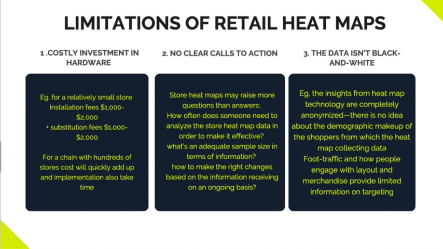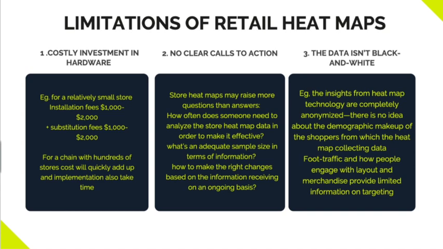Another limitation is that there is no clear cost to action. In order to make a store heat map effective, there are some questions that need to be answered, like how often does someone need to analyze the store heat map data in order to make it effective, what's an adequate sample size in terms of information, and how to make the right changes based on the information received on an ongoing basis. The third limitation is that the data isn't black and white.